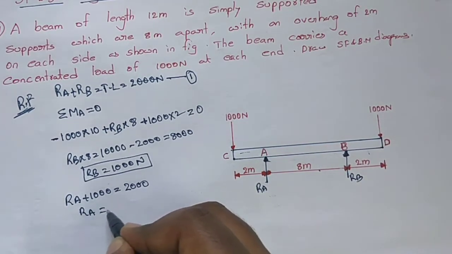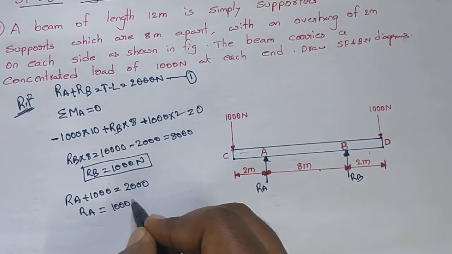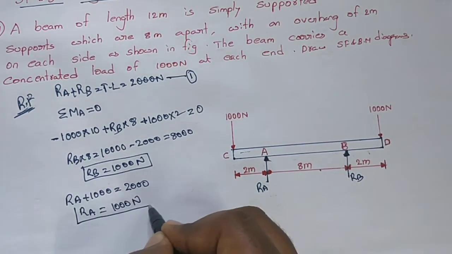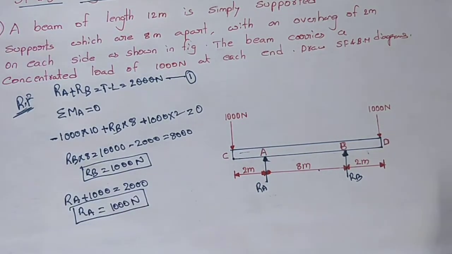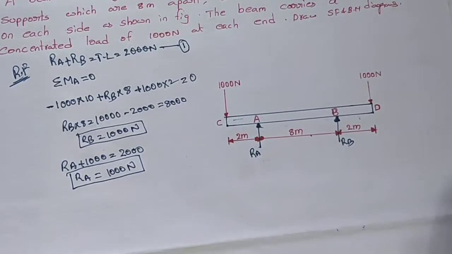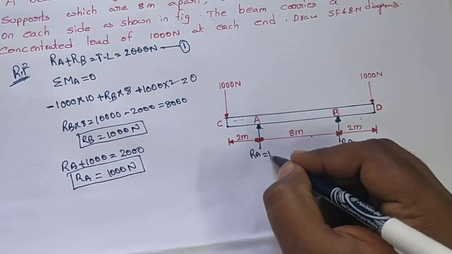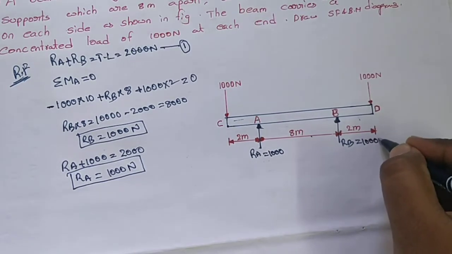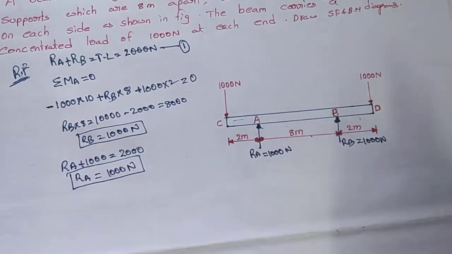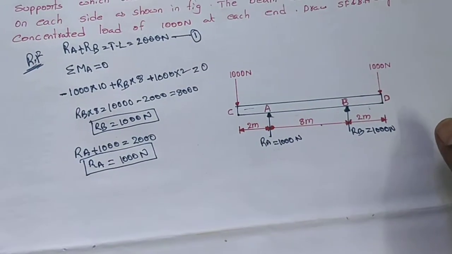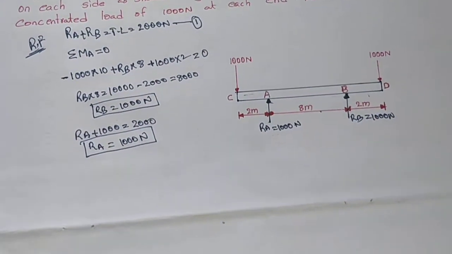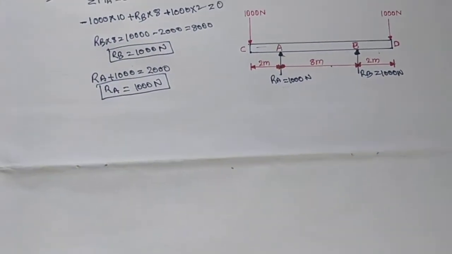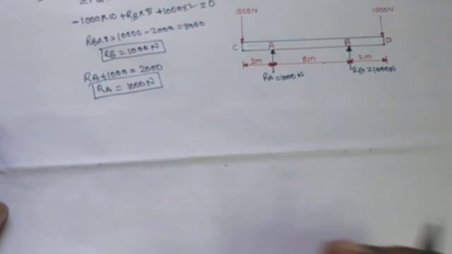Therefore, RA is equal to 1000 newtons. Okay, it is the value of RA. Now we calculated RA and RB. RA is 1000 and RB is 1000 newtons. Okay, now we calculated the reaction forces. Next we need to calculate shear force values.